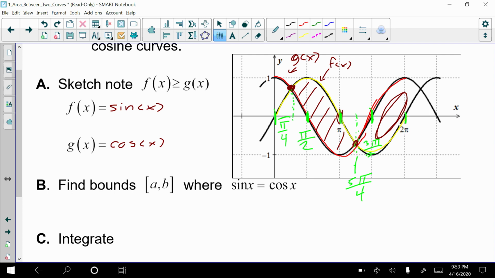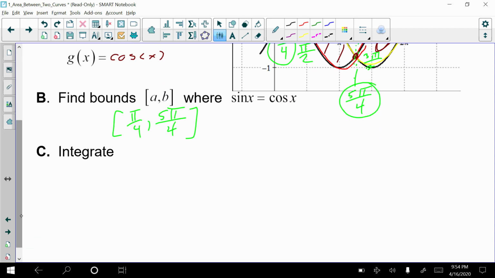And those are the 2 points that we're going to use to help us determine the interval of our function. So here we're going to look at the interval a to b, from pi over 4 to 5 pi over 4. And the last thing it's asking us to do now is to go ahead and integrate it. So we know the two functions, and we know the points that determine the interval now.